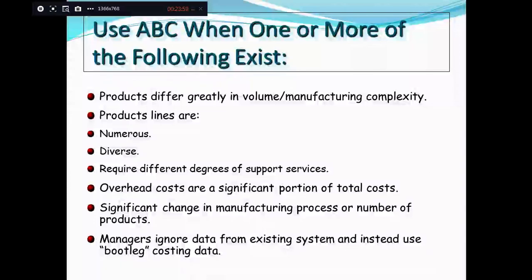Or overhead costs are a significant portion of the total cost, then it's better to use ABC costing, to allocate overhead cost based on the activity in which the cost was incurred. If there is a significant change in the manufacturing process or number of products, it's better to use ABC costing. And if managers ignore data from existing systems and instead use bootleg costing data, then it's better to use ABC costing. So if one or more of these conditions are satisfied, then you can use the ABC costing method because it's a better way to allocate the cost.